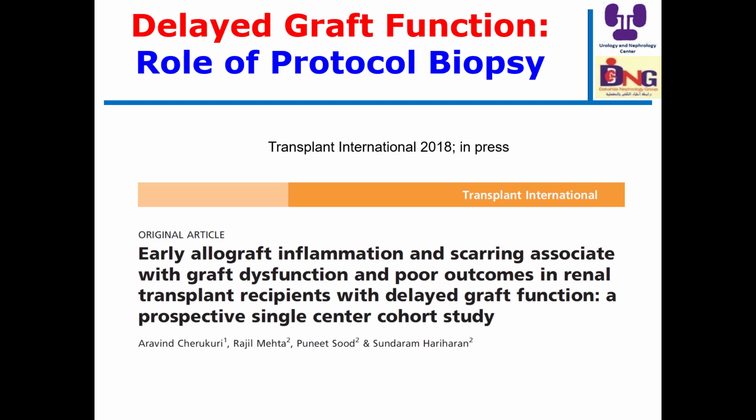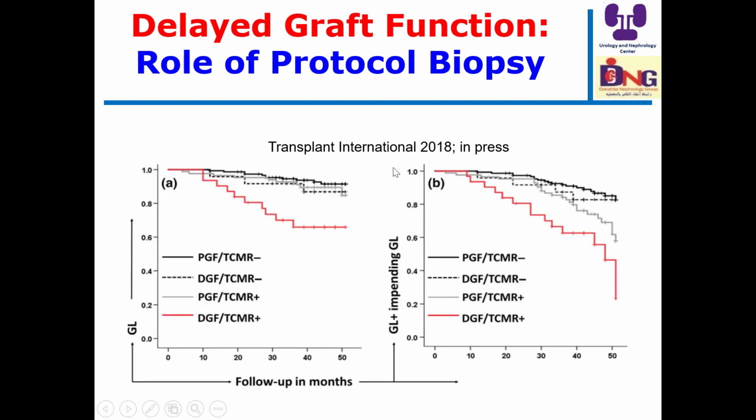So if the patient graft doesn't work, it's better to check the histology according to the protocol to diagnose superimposed rejection. If we have superimposed rejection, we should treat rejection to allow the graft to function. And here you can find if there is rejection, delayed graft function plus T-cell mediated rejection, the outcome is adversely affected.